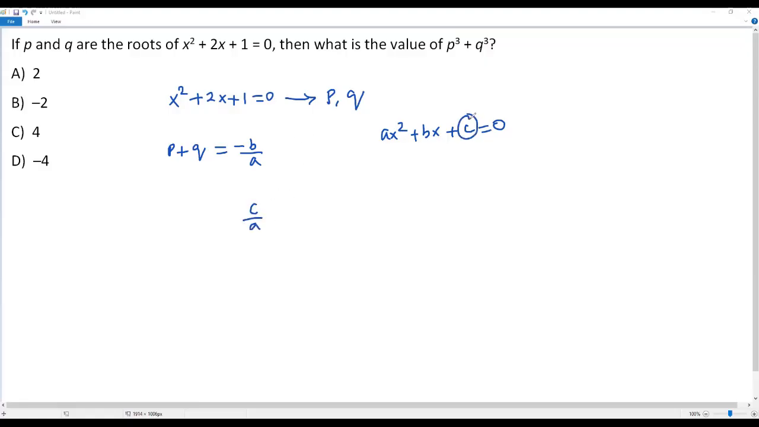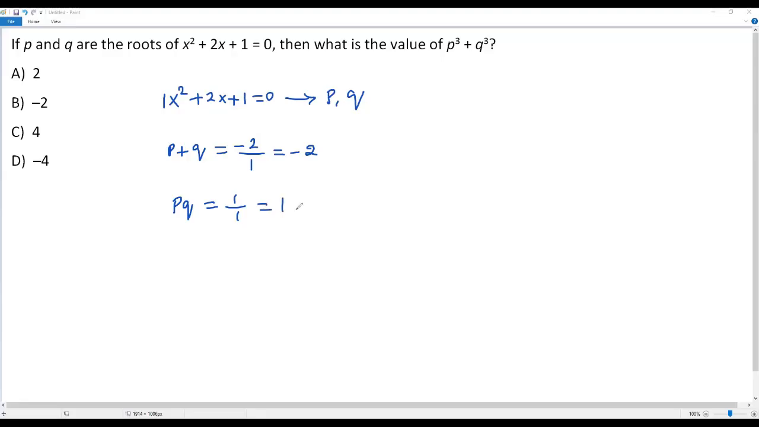That is, we have to consider the constant term and it has to be divided by the coefficient of x squared. Okay, so negative b. In our quadratic equation, what is the coefficient of x? That is 2. That is negative 2 divided by the coefficient of x squared, which here is just 1. We can write 1 over here. Then we get negative 2 over 1, which is just negative 2. Now let me get the product of the two roots P and Q. That is P times Q = c over a. c means the constant term, that is 1, divided by the coefficient of x squared, which is 1, which is equal to 1.